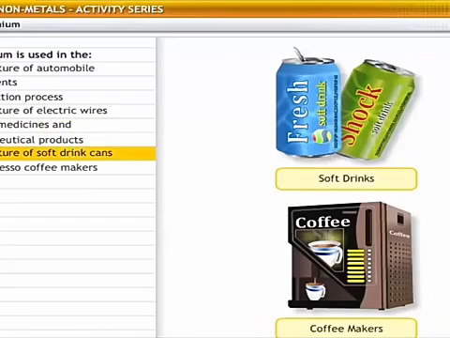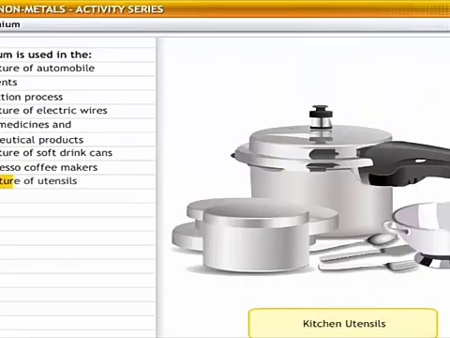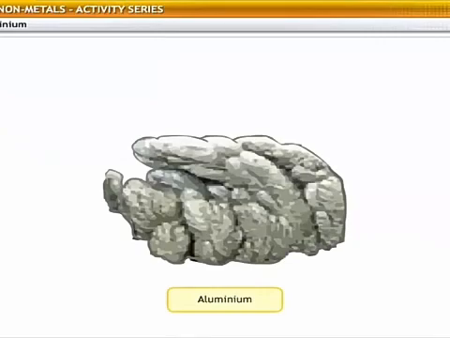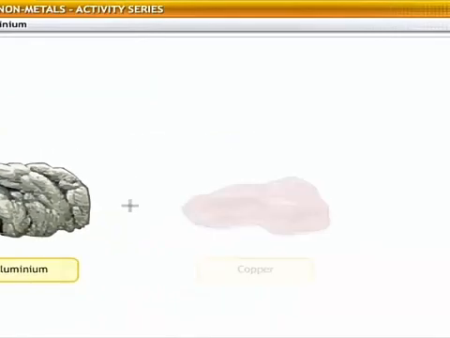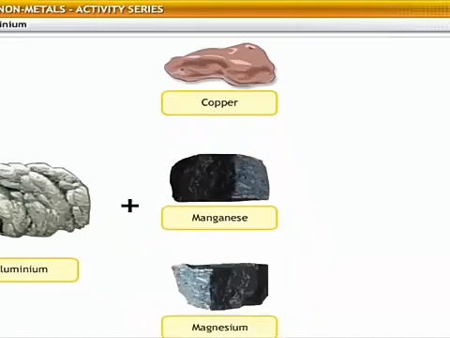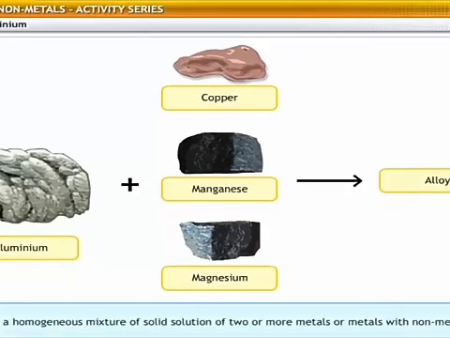In the manufacture of soft drink cans and espresso coffee makers because it does not rust and is relatively less toxic in nature. In the manufacture of kitchen utensils because aluminium is a good conductor of heat. Extracted aluminium in combination with other metals like copper, manganese, and magnesium forms alloys. An alloy is a homogeneous mixture or solid solution of 2 or more metals or metals with non-metals.